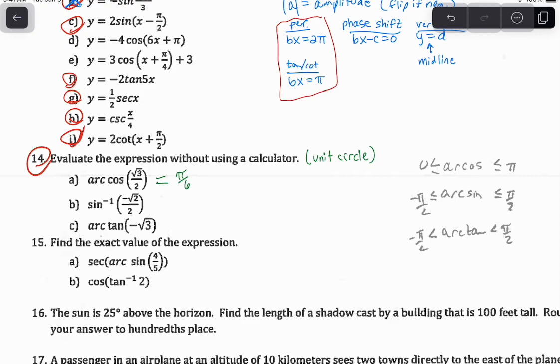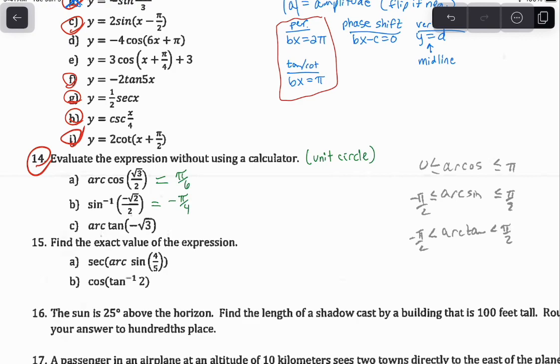B, what angle measure gives us a sine value of negative square root of 2 over 2? Positives, we're using the first quadrant. Negatives, we're using the fourth quadrant as our negative. And so this is negative pi over 4.